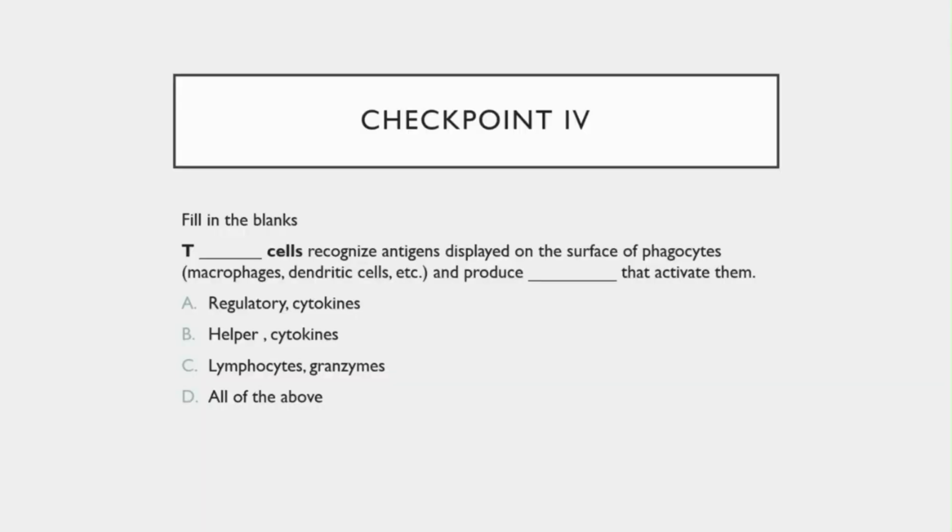Checkpoint 4. Fill in the blanks. T blank cells recognize antigens displayed on the surface of phagocytes, macrophages, dendritic cells, etc., and produce blank that activate them.